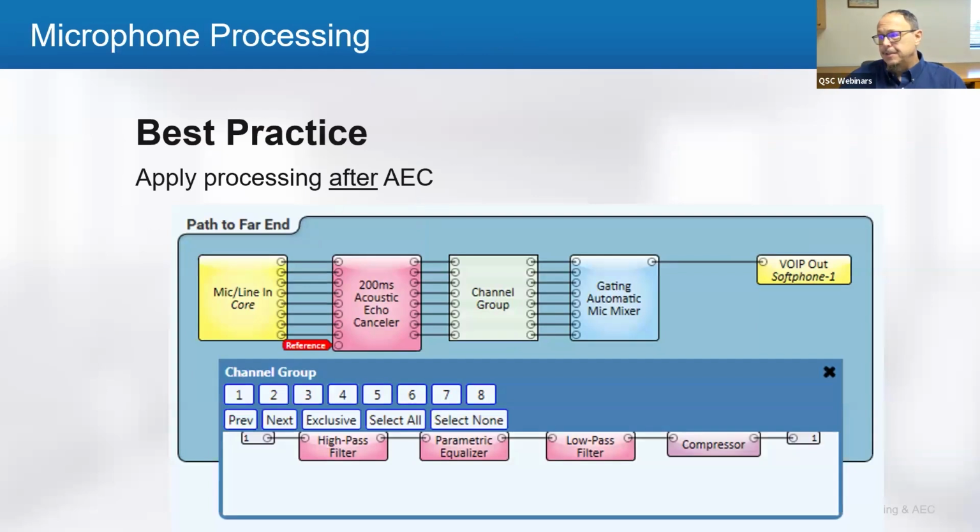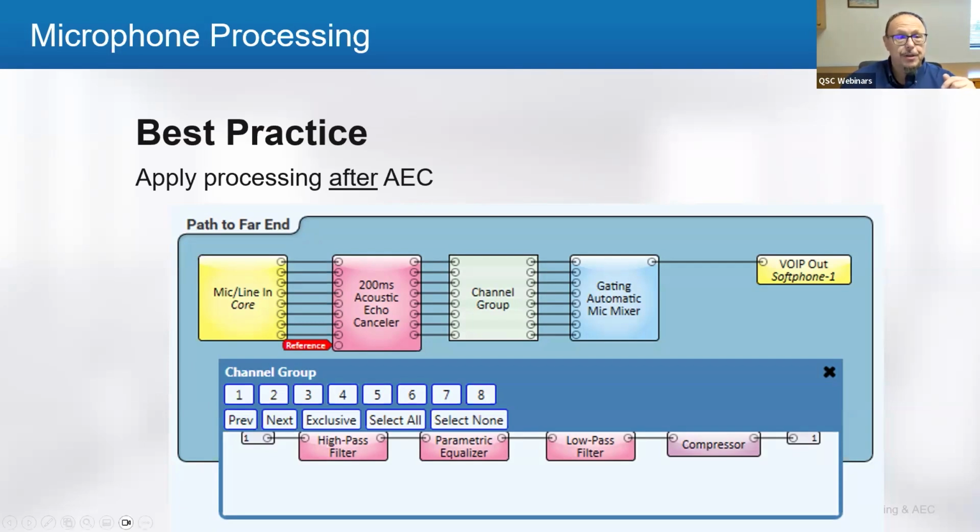So best practice is to apply any processing after you go through the AEC. You certainly can. There are situations, but best practice says to put any filtering, parametric equalizer, compressor, anything like that, you should try to target that after the AEC. There are some situations where you may have a beamforming ceiling mic, or a microphone that's getting a lot of low end rumble, it's causing trouble for the acoustic echo canceller. And you can certainly move some EQ prior to that, but best practice is to do that.